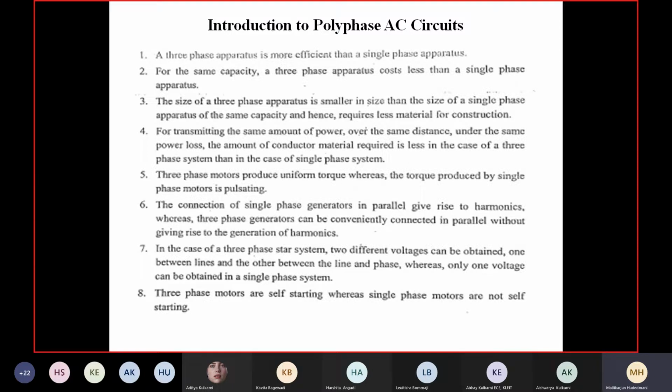Then for the same capacity, see the second feature, three-phase apparatus costs less than single-phase apparatus. This is a very interesting aspect. In line with this, let us imagine a 10 HP motor I am in need of. What is a motor basically? An electric machine which converts electrical power to useful mechanical power.